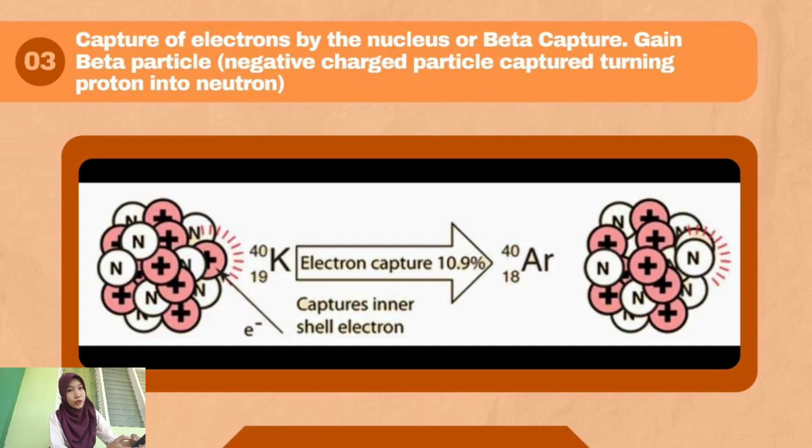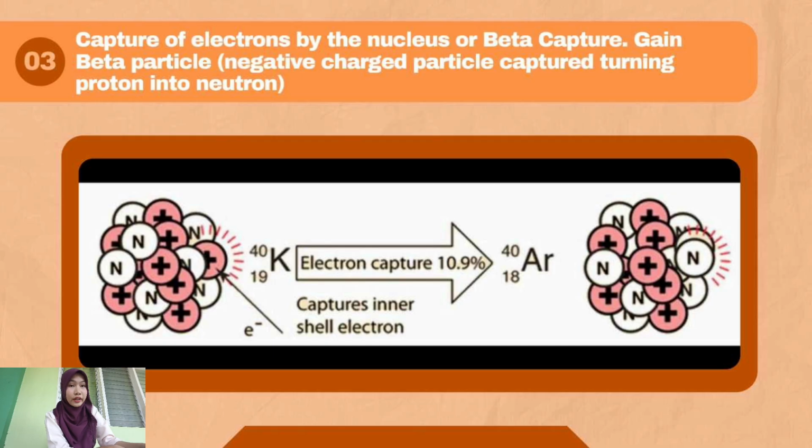Next is beta capture. Beta capture or capture of electrons by the nucleus. Gain beta particles, negative charge particle, captured, turning proton into neutron. So here in beta capture, this is the opposite of beta decay, because the nucleus is going to capture a negative charge particle, turning a proton into neutron. We all know that the proton is positively charged. So if it gets some of negative charge, it will become neutral.